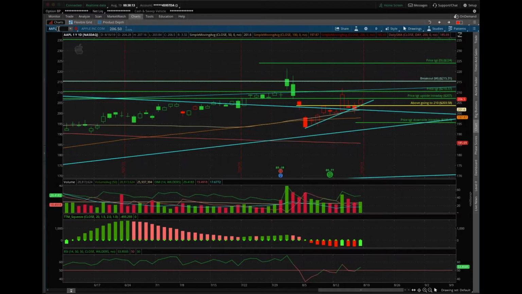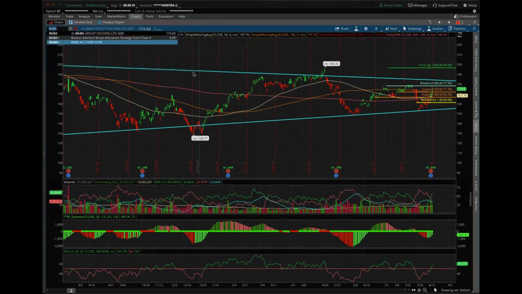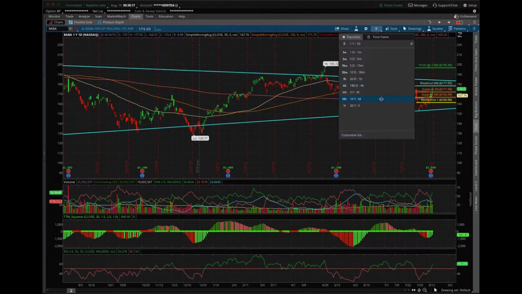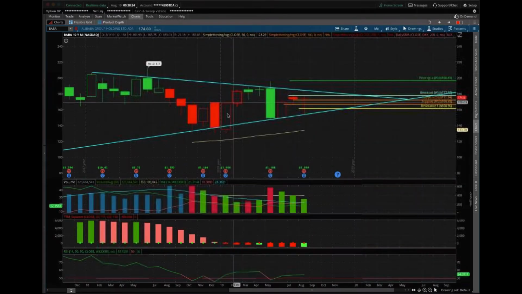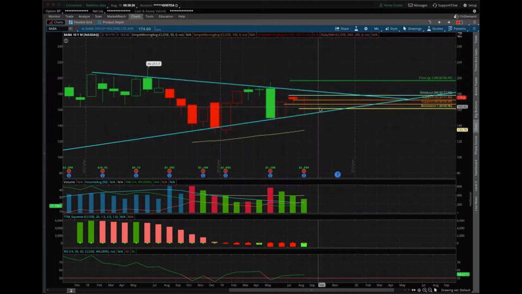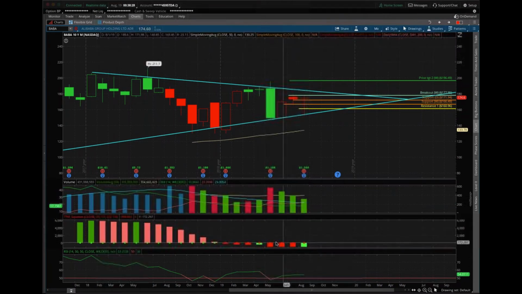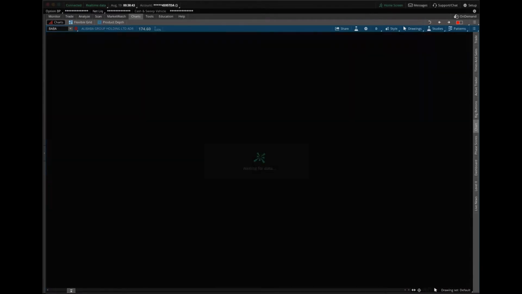All right. Let's look at BABA. So BABA, looking at the long-term chart, we're in this kind of symmetrical triangle, and it's getting super tight. It's getting really, really tight. We have a squeeze forming to the upside. It was to the downside, but then the momentum switched, and the indicators are kind of fighting still here, but all of our other indicators have switched.